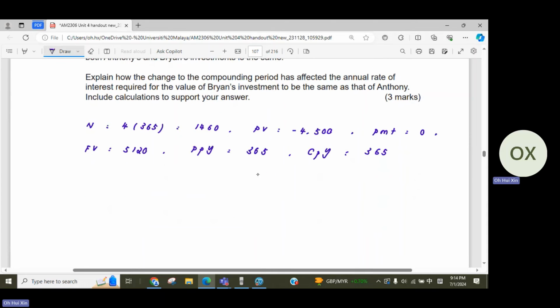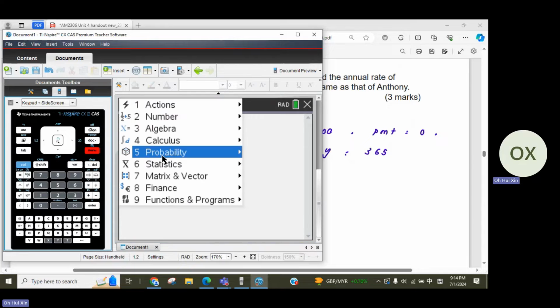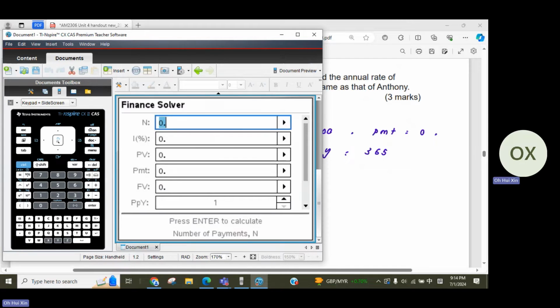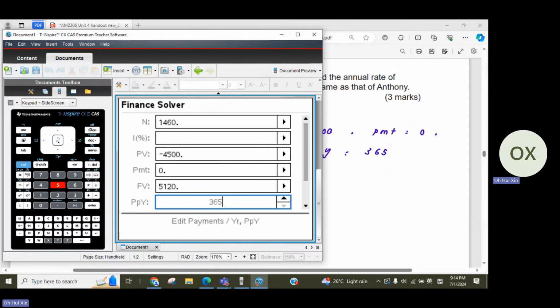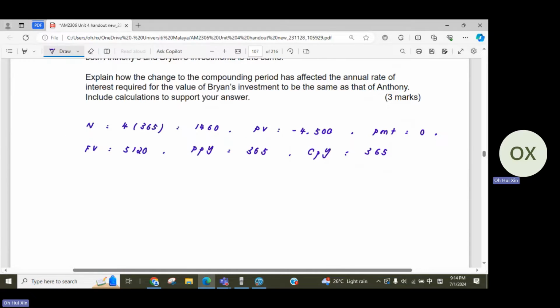Okay, so as you key in the entire thing in your calculator, I hope that by now you should be able to do that already. But I'm just going to do this very quickly. You can straight away multiply 4 by 365 and the calculator will give you the value. So negative 4,500, PMT 0, 5,120, 365, 365. Then for the I, we should be able to get 3.227. So from there we have I equals 3.227.